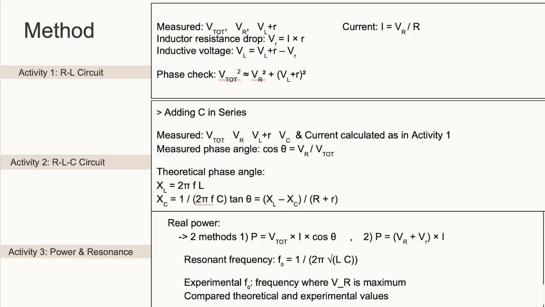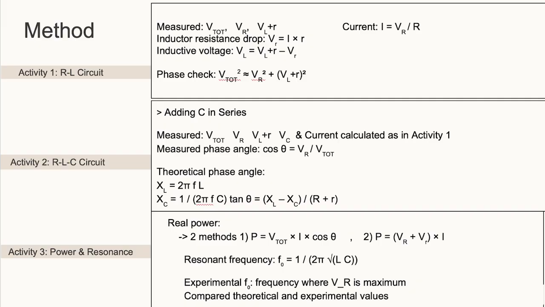In the method section, the formulas used in each activity are shown on the screen for reference. In activity 1, we built a simple series circuit with a resistor and an inductor. We measured the voltages across the resistor, the inductor, and the entire circuit. From the resistor voltage, we calculated the current, then found the part of the inductor's voltage caused by its internal resistance. Using these values, we determined the inductor's internal resistance, which we used for the rest of the lab.